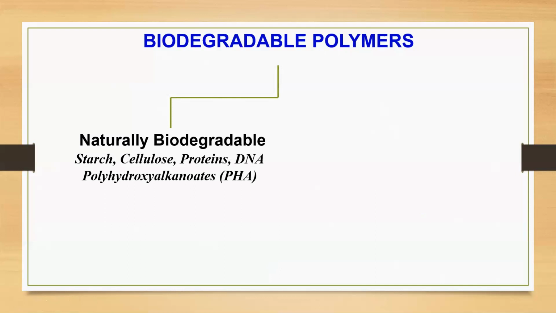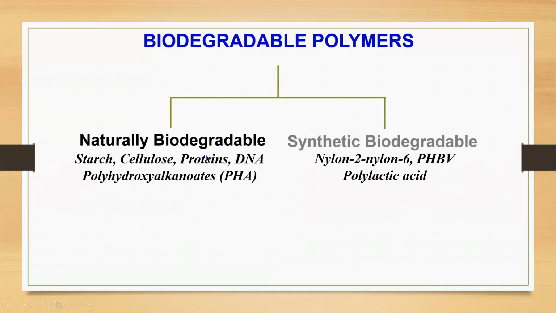Then let's summarize it overall. So the summary is like this, that biodegradable polymers are naturally biodegradable, like starch, cellulose, protein, DNA, polyhydroxyalkanoates. These are the polymers which are natural, and we don't have to put any effort to synthesize them. They are actually being produced over millions of years by nature. But synthetic biodegradable polymers are the ones that we have now recently started synthesizing on an industrial scale. Amongst these, nylon 2,6, PHBV, polylactic acid are some of the examples.